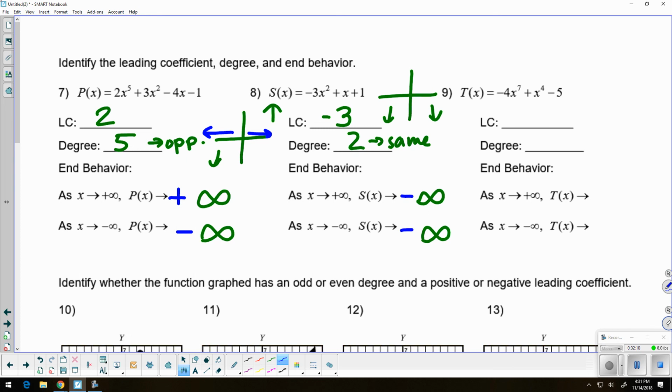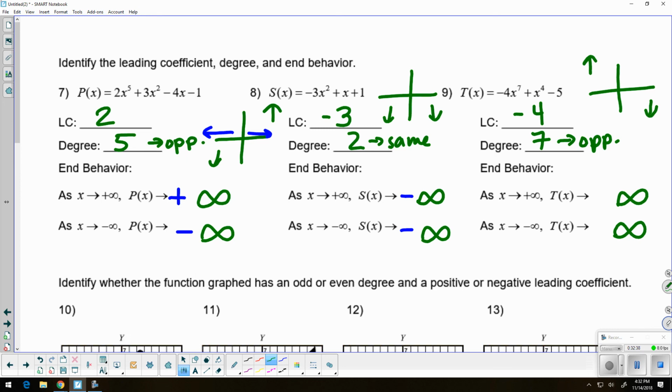Whereas the last one, leading coefficient is -4. The degree is odd, it's 7. So the fact that it's odd, again, you're going to have opposite end behaviors. So go ahead and write down your infinities, but are they positive or negative? Well, again, that comes from your leading coefficient. So they should be opposite. The way this one works, it's actually going to start facing up, but it's going to end facing down. So it's just the opposite of number 7.